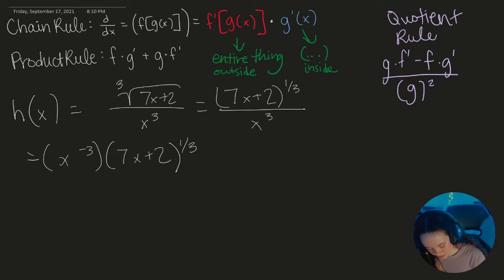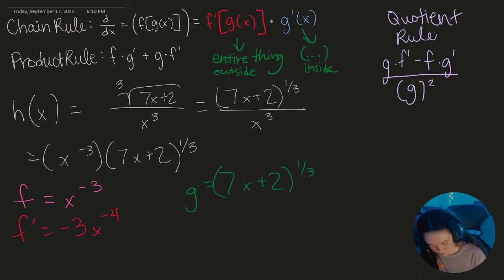So we're going to do f equals x to the negative third. F prime equals negative 3x to the negative fourth. G is going to equal the whole thing. So 7x plus 2 all raised to the 1/3, because that's how we got rid of our radical.